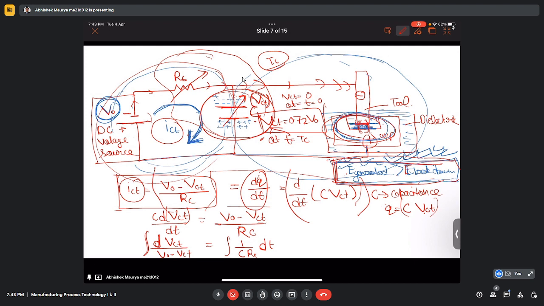How are we controlling it? We are controlling it by controlling the inter electrode gap. So if you see here, what is E? E is nothing but V divided by this distance D, the inter electrode gap.